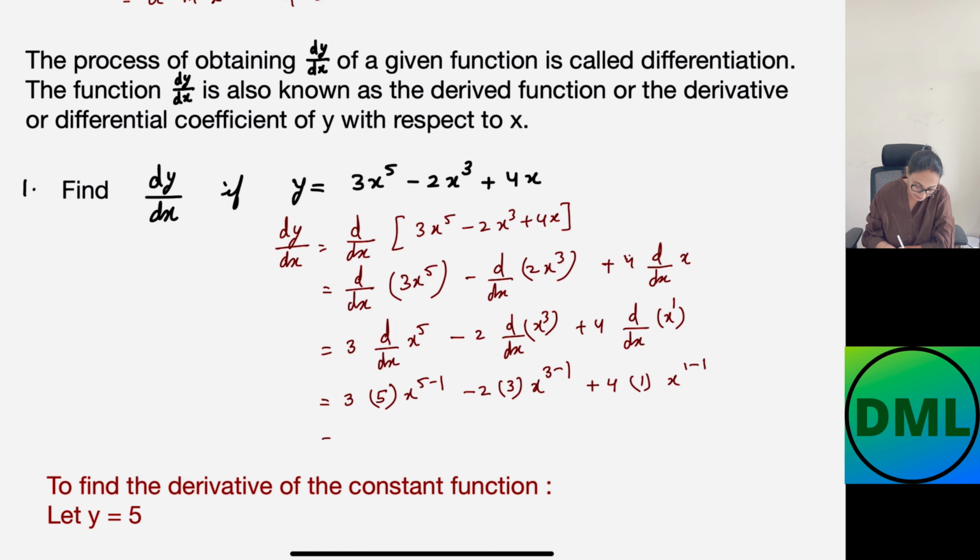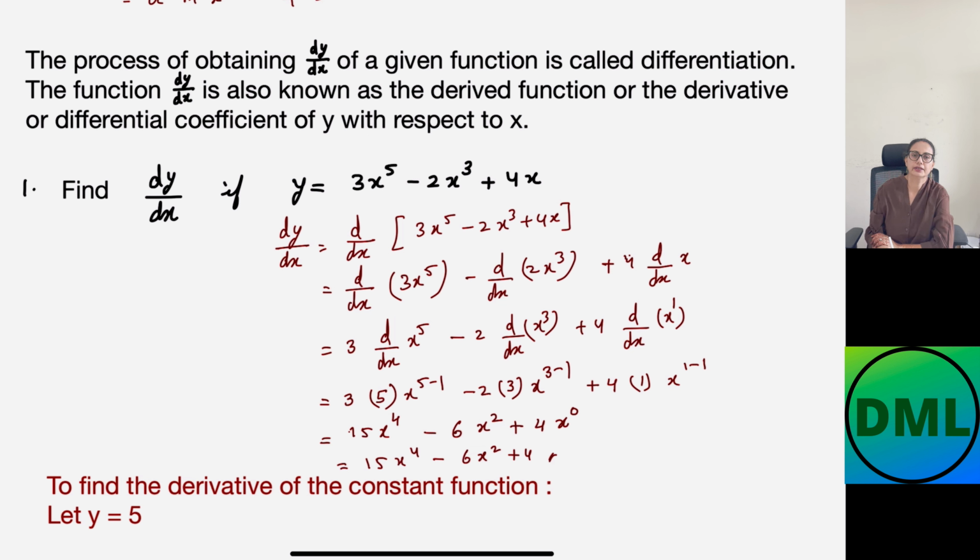If you solve that here, that will be written as 5 3s are 15, x to the power 5 minus 1 is 4, minus 3 times 2 is 6, x to the power 2, plus 4 times 1 is 4, and x to the power 0. We know that anything raised to the power 0 is 1. So my answer will be written as 15x to the power 4 minus 6x square plus 4. This will be my answer.